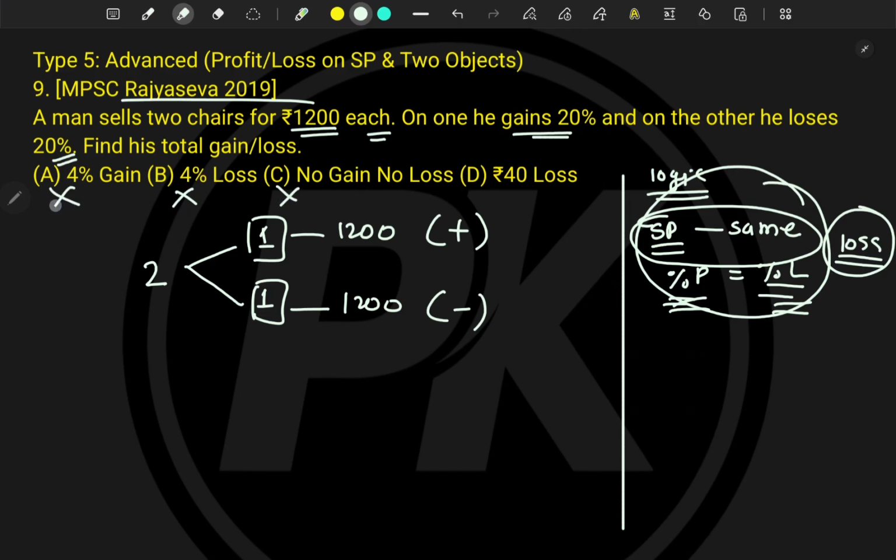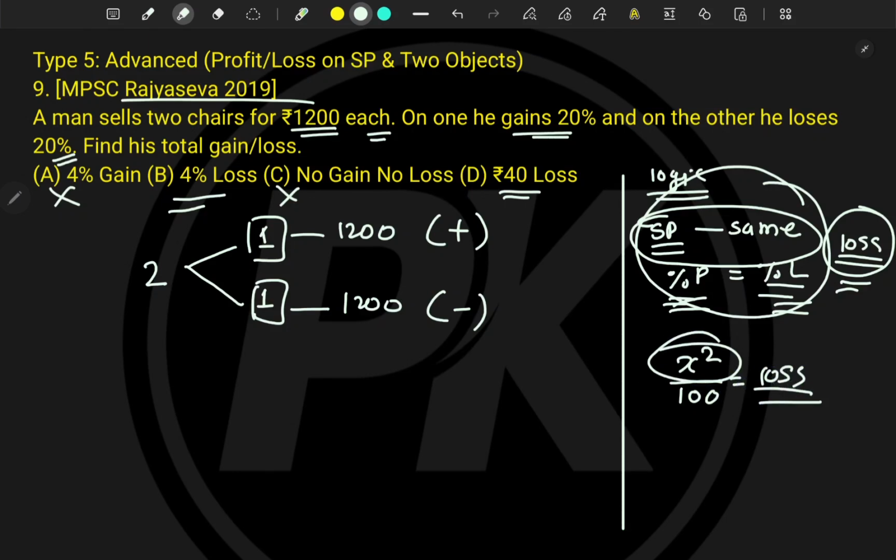These options you can eliminate. So this is a loss, right? So this we cannot eliminate. So either option number B or D is correct, because there will always be a loss. So this you have to remember. Now there will always be a loss of x square divided by 100.